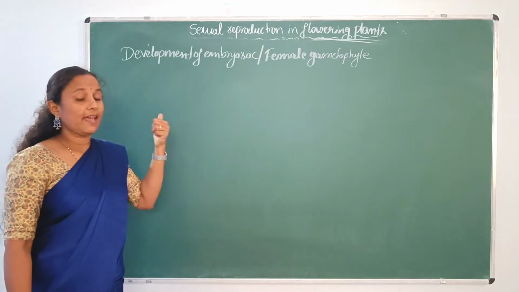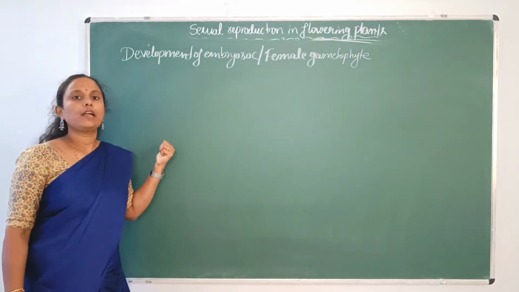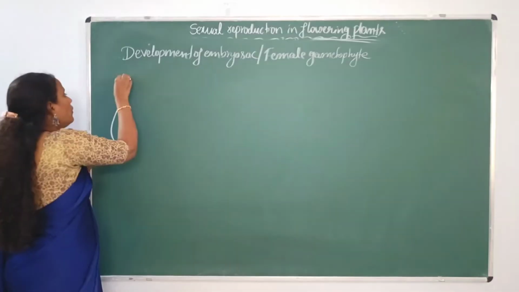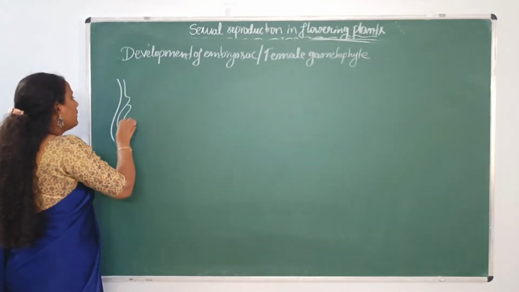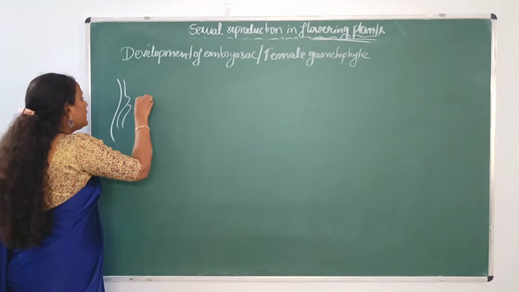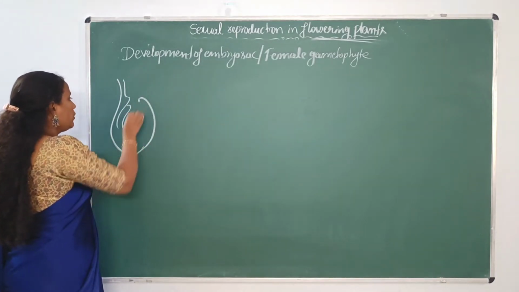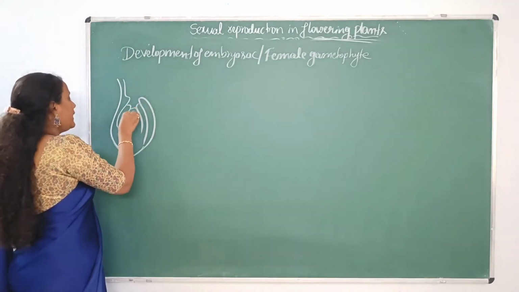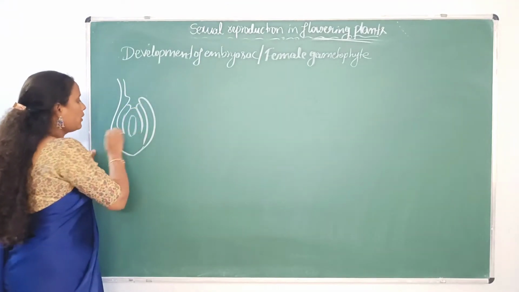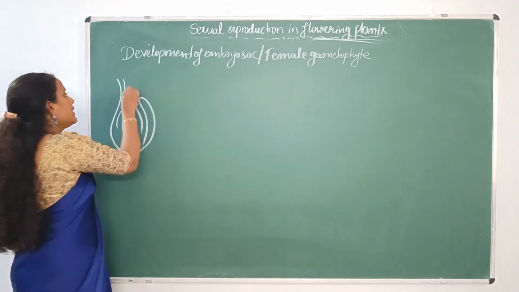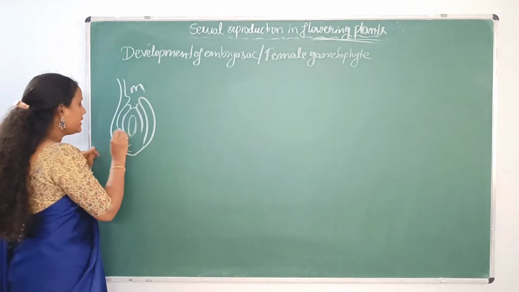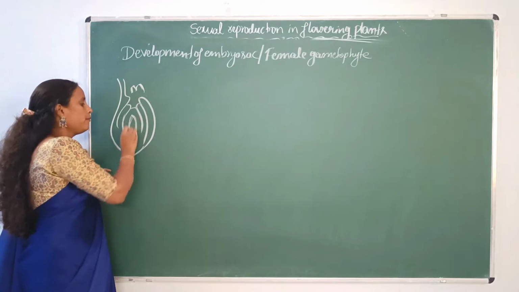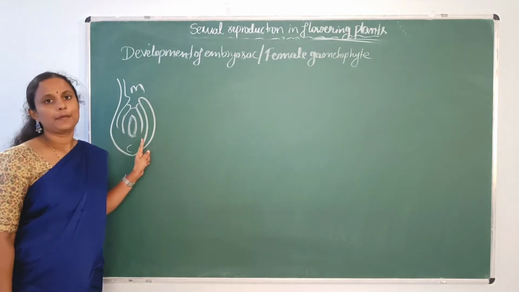Now, let us have a quick look at the structure of ovule, as we discussed in the last class. The ovule has integuments called the outer integument and inner integument, and the funicle. Inside it there is the development of the embryosac, with a micropylar end and a chalazal end. Now let us understand how this embryosac is developed.